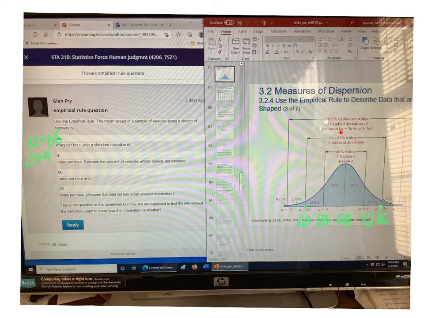Okay, so that's using this empirical rule. And the numbers they give you are always going to be nice. It's going to fit within this rule that you're given.